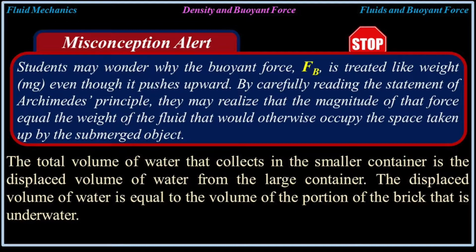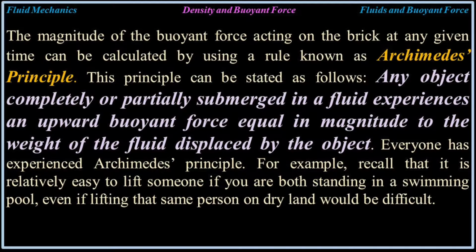The total volume of water that collects in the small container is the displaced volume of water from the large container. The displaced volume of water is equal to the volume of the portion of the brick that is underwater. The magnitude of the buoyant force acting on the brick at any given time can be calculated by using a rule known as Archimedes' principle.